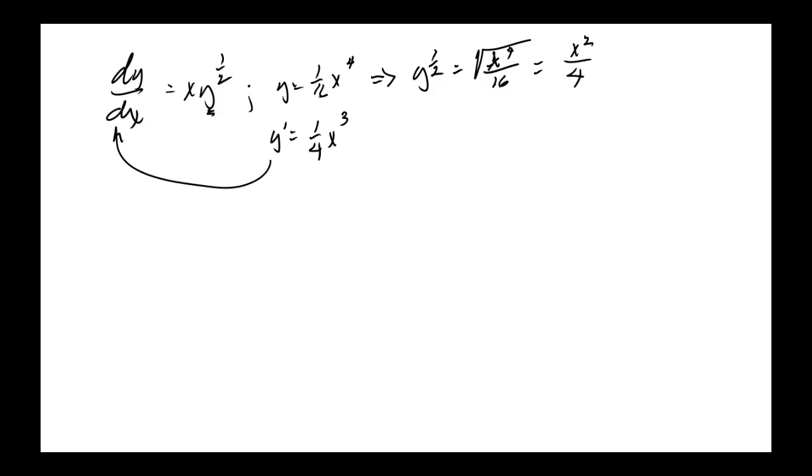Now let's plug and chug and see if it indeed works. Your y prime, which is dy/dx, is 1/4 x cubed. Is that equal to, we don't know this yet, x times x squared over 4? Well, guess what? X times x squared is x cubed over 4, which is the same thing as 1/4 x cubed, right? So we have verified it.